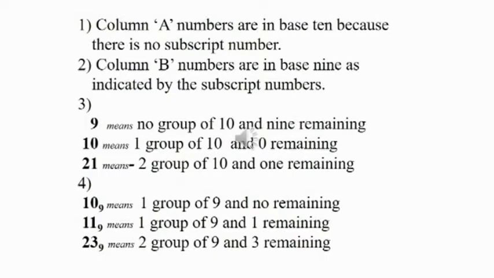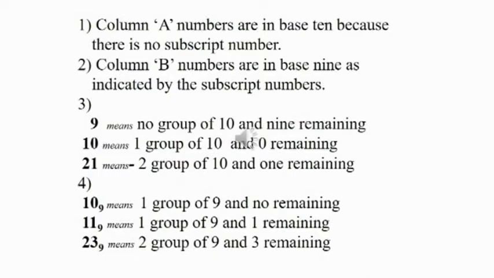Question 3. The answer to it is: 9 means no group of 10 and 9 remaining. 10 means one group of 10 and nothing remaining, that is 0 remaining. 21 means two groups of 10 and 1 remaining.